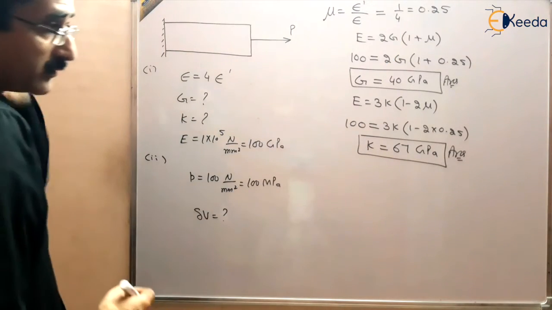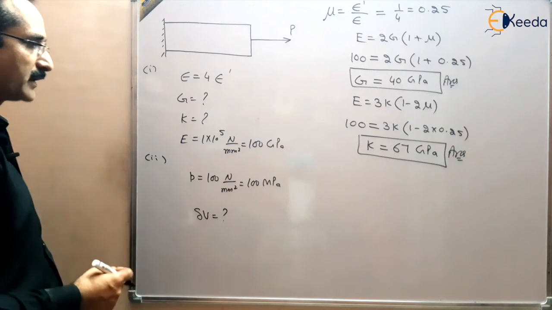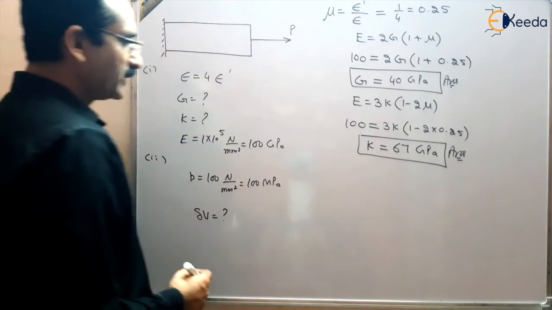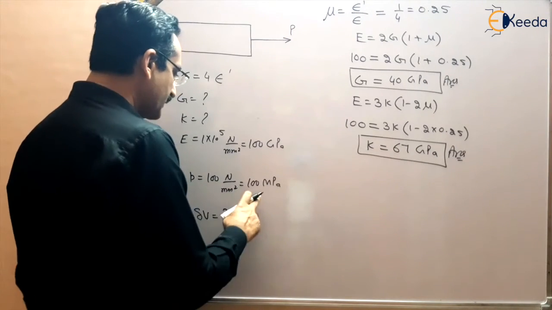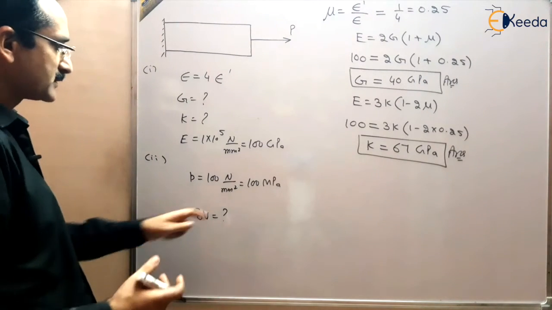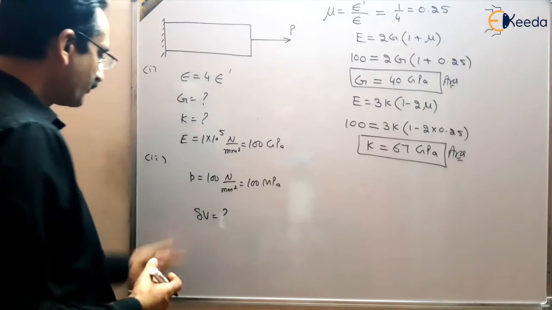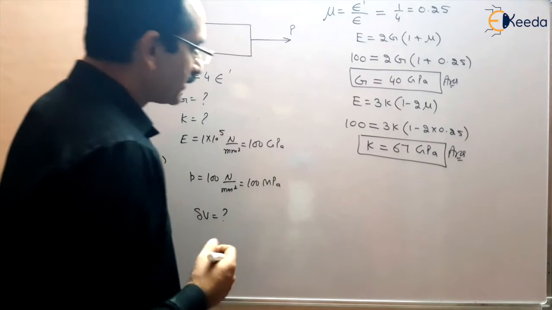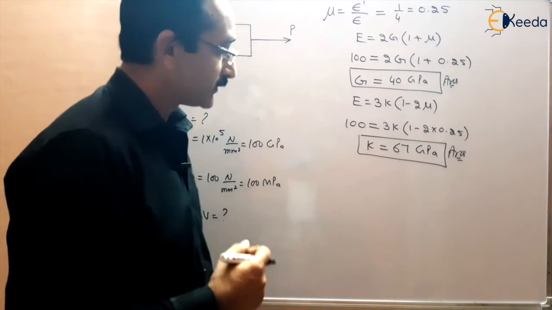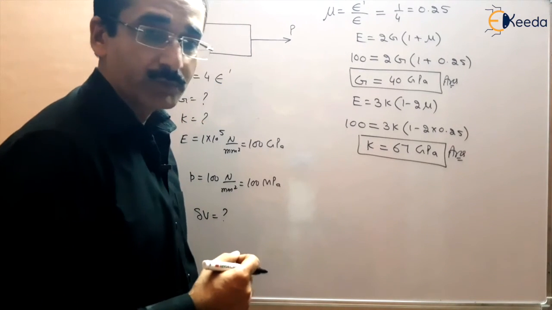Now come to the second part of this question. The bar is dipped in a certain fluid so that the pressure is equally distributed in all directions, and that is 100 megapascal. We have to find out the change in volume. So you should remember the definition of bulk modulus.